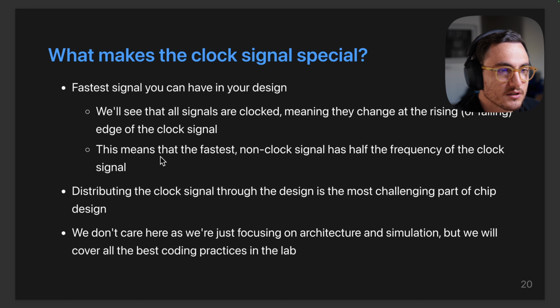So distributing the clock signal through the design is the most challenging part, but for the purpose of this course, we don't care about who generates this clock signal, who distributes it, or how it's distributed. We only care about the fact that this clock signal is being distributed by somebody. We have access to it, and we are going to cover all the best coding practices in this series of lectures on how to deal with the clock.